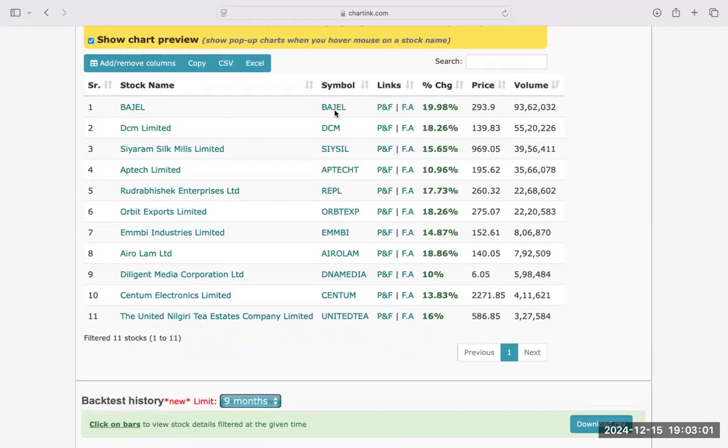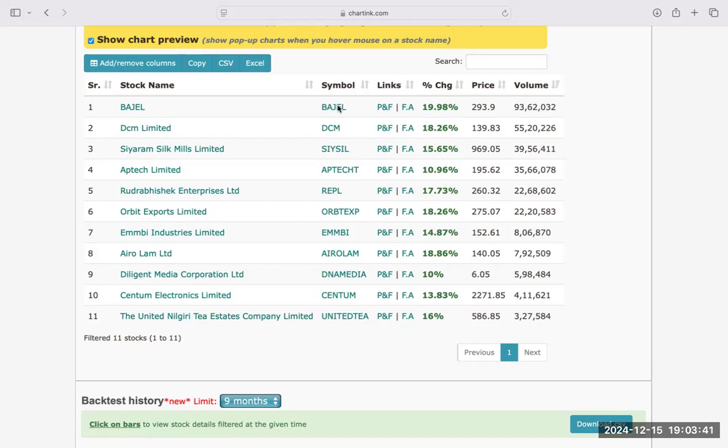Say, for example, Bajel came, DCM came, CRM Sales came, Aptech came, REPL, which I also selected and gave you, Orbit Exports. Every stock here is giving you momentum, and you need to understand how to take an entry and exit, because that is very important for intraday. You might not know how to do index trading, like Nifty or Sensex, but you just want to be safe, because intraday stocks you can always convert to a swing, so it is always an opportunity where you can hold for a little further time also.